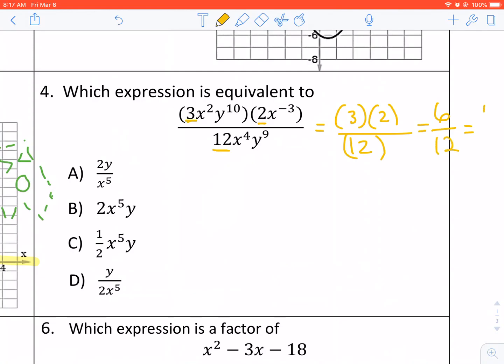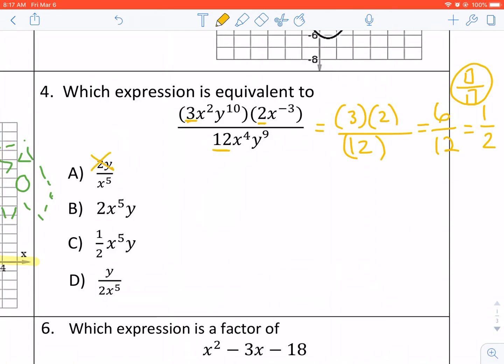6 over 12 is going to give you 1/2. On your Desmos, when you do it, it's actually probably going to show you a 0.5. And remember, you can always change your decimals to fractions by hitting the button in the blue margin that looks like that. All right, so that means a 2 needs to be on the bottom. So let's go look at our choices.